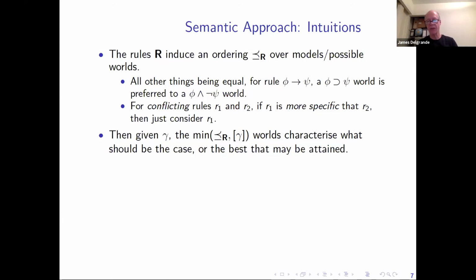If we have conflicting rules, I'll say what I mean by conflicting on the next slide, we apply the more specific rule, okay? We come up with a partial pre-order over models, and then given gamma, we look at the minimal gamma worlds in this ordering to characterize what should be the case or the best that can be attained.